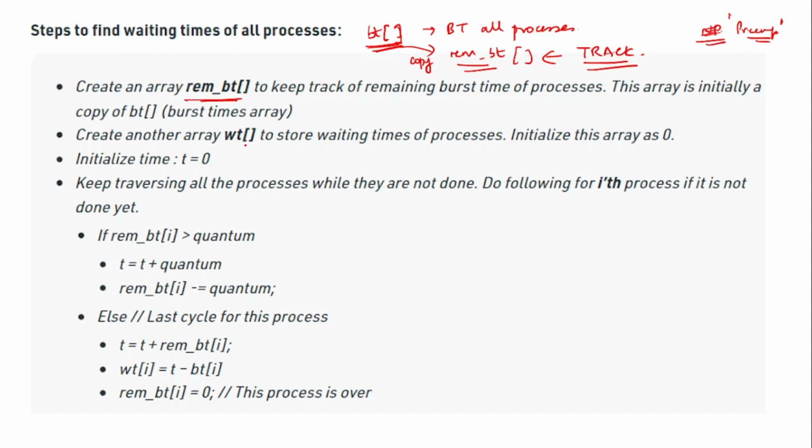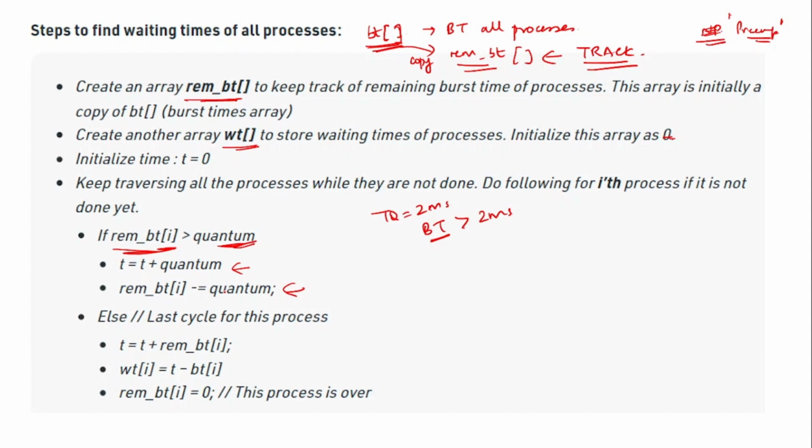Next, I will create another array that will store the waiting time of all the processes, initialized to 0 first. Now, the idea is that I will be checking the burst time of the process against the time quantum. So let's say the time quantum is 2 milliseconds, as we have used. If the burst time of the process is greater than the time quantum, it means it still has some time left.